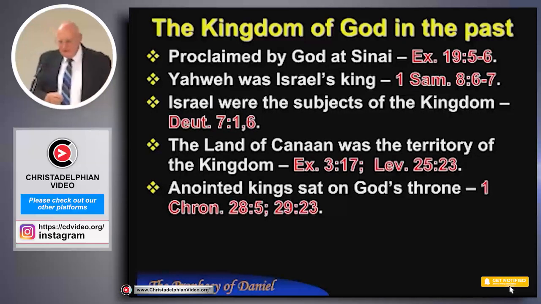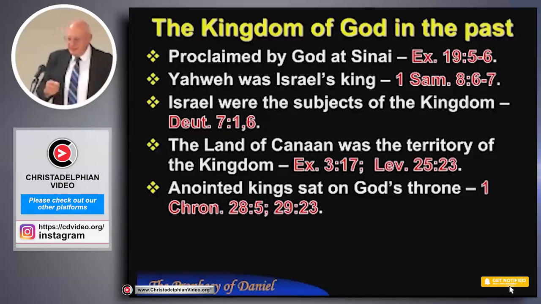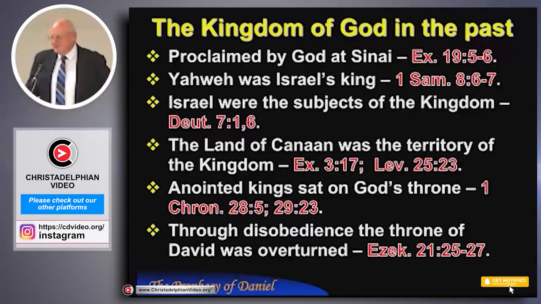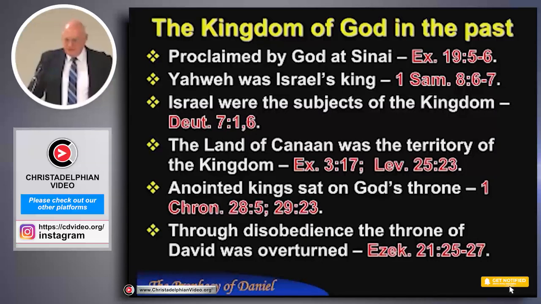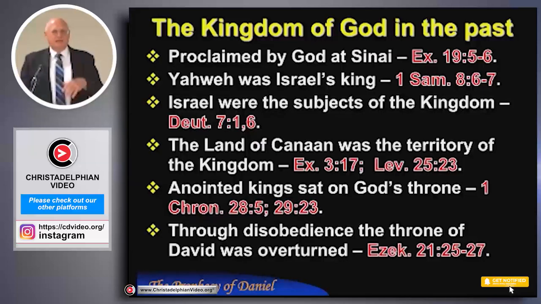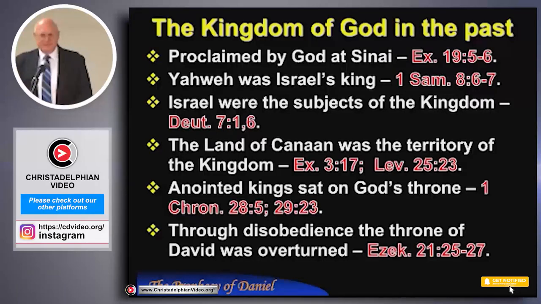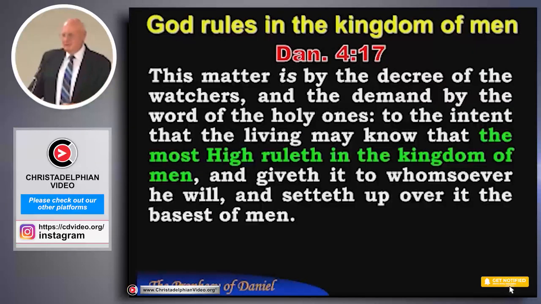And so anointed kings sat on God's throne, as we saw in 1 Chronicles 29:23, and again in 28, verse 5. And through, of course, disobedience over centuries, the throne of David was ultimately overturned. In Ezekiel chapter 21, verses 25 to 27, we know those well-known words, I will overturn it, overturn it, overturn it, until he come whose right it is, and he will sit upon the throne of David. So there's a little bit of a review of things that are well known amongst us. This is the simple foundation upon which we want to build our study on Daniel.